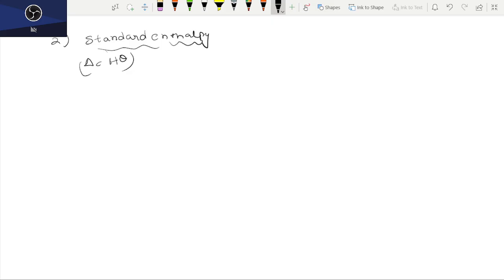Whenever the combustion is happening, the enthalpy per mole of substance, when it undergoes combustion, with all the reactants and products being in their standard state. All the reactants and products are going to be in the standard state. What does SS stand for? Standard state. Now let us take examples. Examples are very, very important. Example for standard enthalpy of combustion.